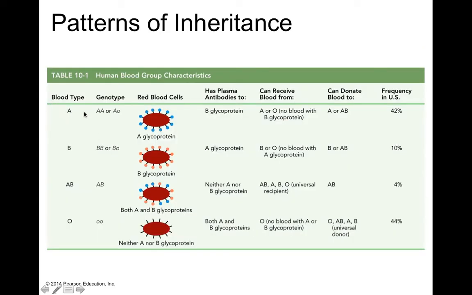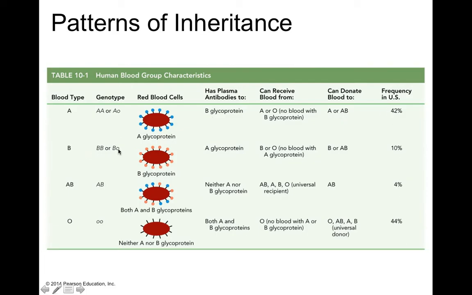So if you have blood type A, you have 2 different options for what your genotype can be. You can either be homozygous dominant, AA, or you can be heterozygous, AO. Either way, you're going to express that A glycoprotein and end up having plasma antibodies against B glycoprotein, which means that you can receive blood from an individual who has A blood or O blood. Basically, you can receive blood from any individual that has no B glycoprotein. And additionally, you can donate to A or to AB. This just shows you the frequency in the United States.